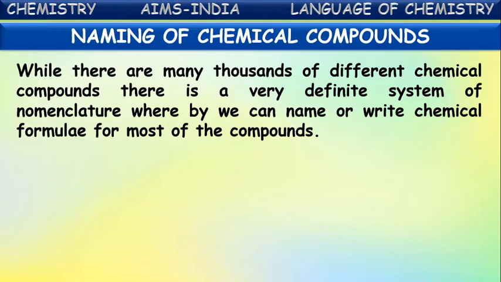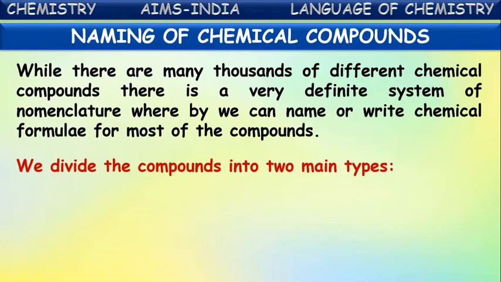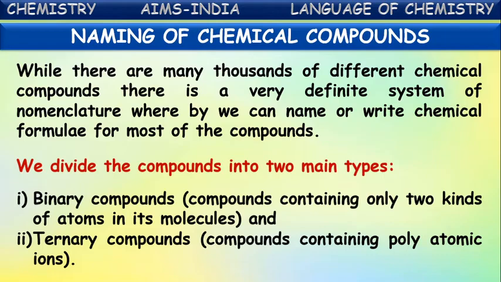What does nomenclature mean? The system or the rules by which we can name a compound. By keeping these specific rules and system for naming the compounds, we are able to name all the available chemical compounds, crores and crores of compounds. So in learning the system of nomenclature, first, let us divide all chemical compounds into two main types. They are binary compounds and ternary compounds.